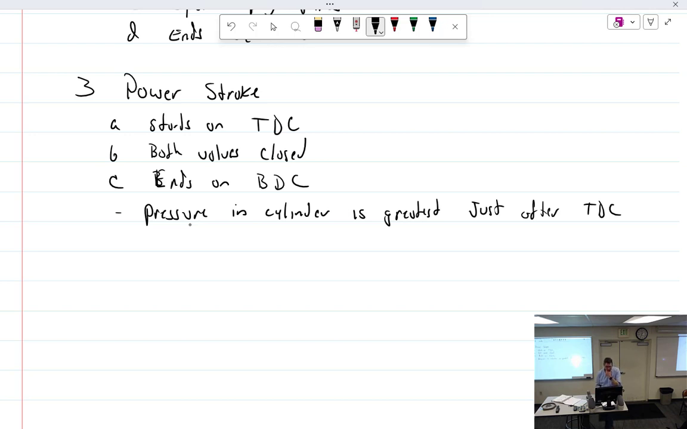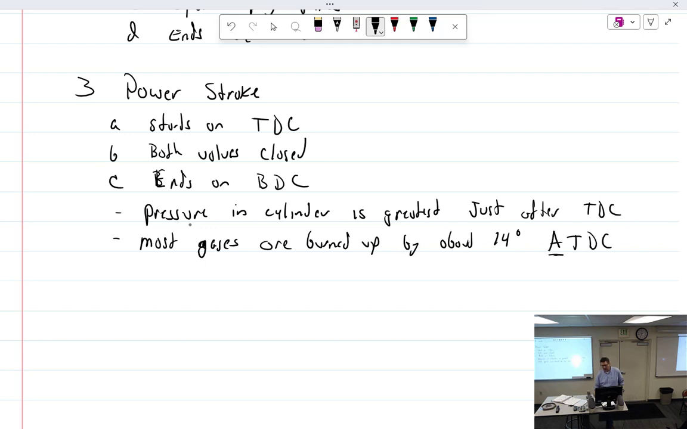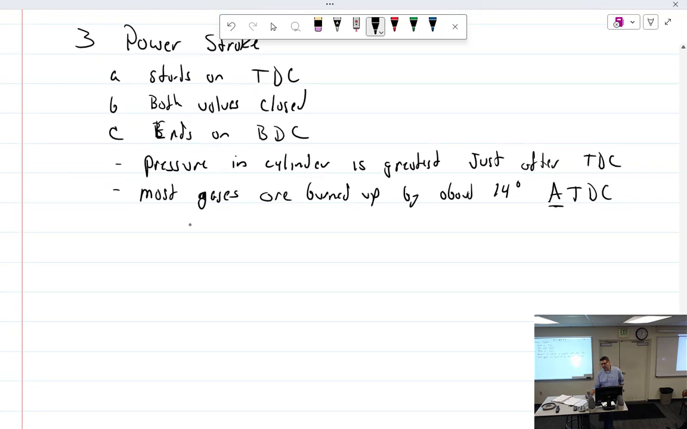Most gases are burned up by about 14 degrees ATDC. What does ATDC mean? After top dead center. So we have just a little bit, I don't have the degrees, but a couple degrees after top dead center. It's our greatest cylinder pressure. And then a little bit further, all the gas is already burned up and then the piston's moving down.